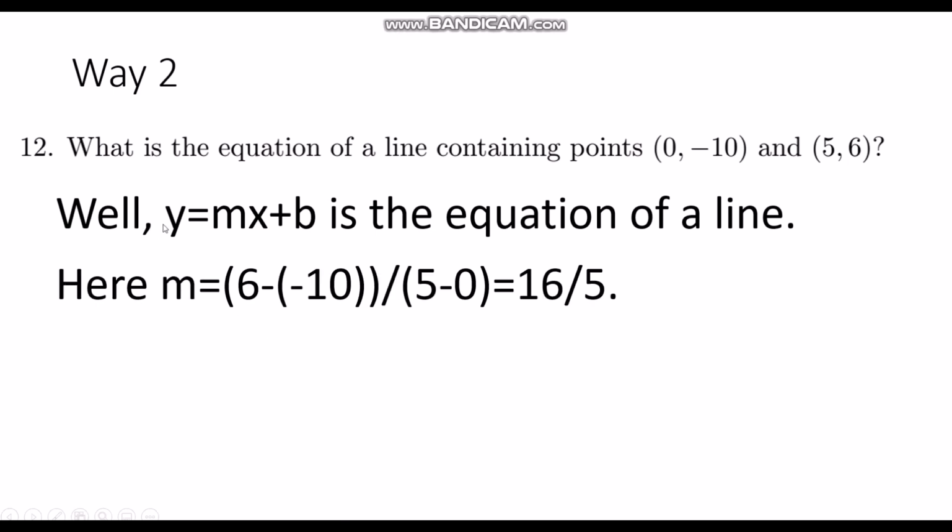Let's do this another way. Here, m, we know our slope is 6 minus a negative 10. I said that wrong. I caught myself on that one. 6 minus a negative 10 for our numerator over 5 minus 0, the change in x. Again, that backslash symbol is not a classy notation in math. It's harder to use. You get 6 plus 10 is 16 over 5 is our slope. So y is equal to 16 over 5x minus 10.